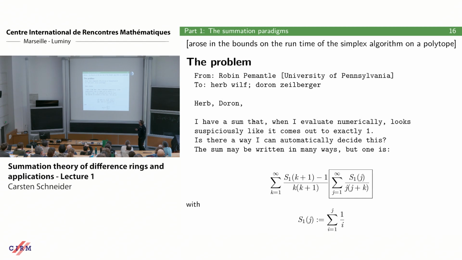So let me just show you the problem that Robin Pemantle sent, Herb, Doron. I have a sum that when I evaluate it numerically, looks suspiciously like it comes out to exactly 1. Is there a way that I can automatically decide this? The sum may be written many ways, but one is as this. So you see again the harmonic numbers, a two-infinite summation quantifier, and that. And if you do it numerically, it looks like it's 1. But it's embarrassing to write this big sum in a paper. It arose in the bound of the simplex algorithm, and it's 1. Then you should write 1 and not this ugly sum, right? And he was nervous. What is this constant?